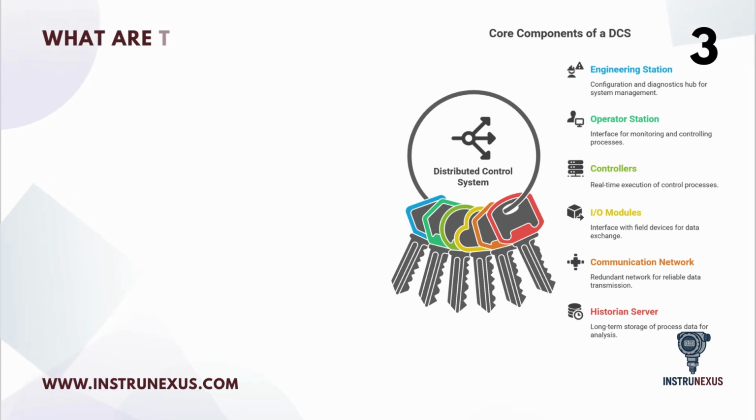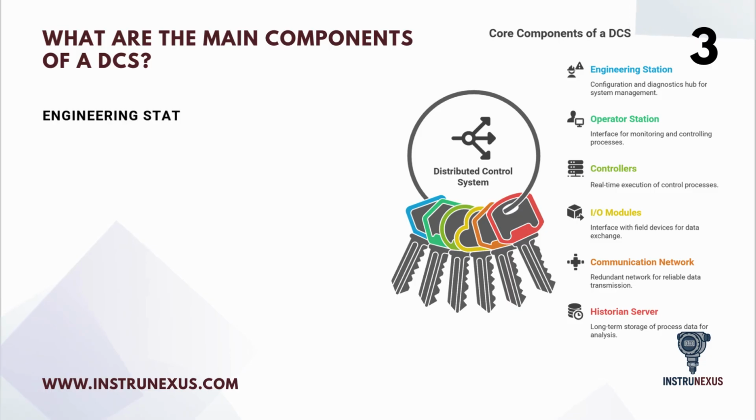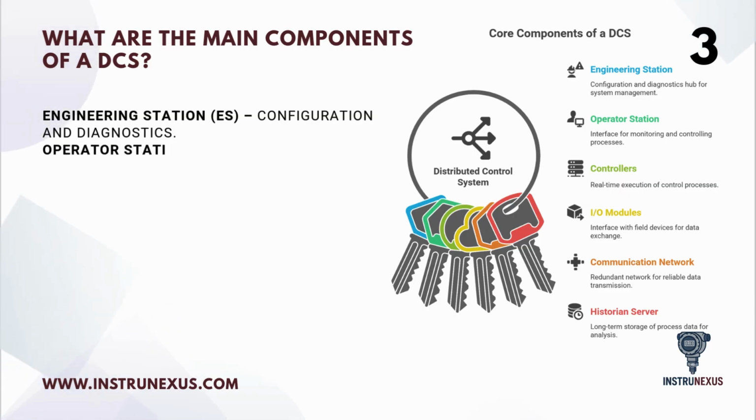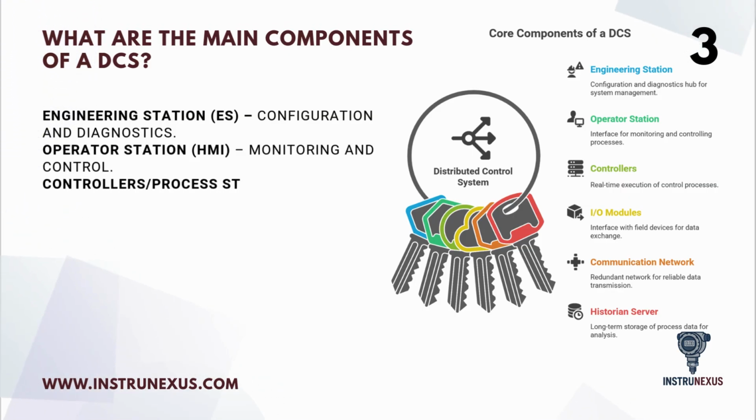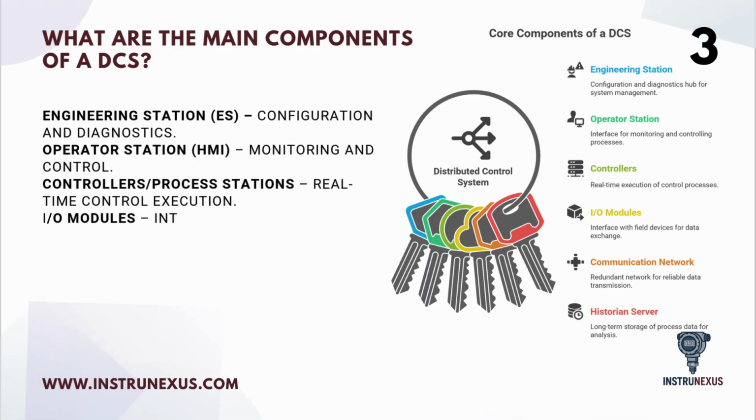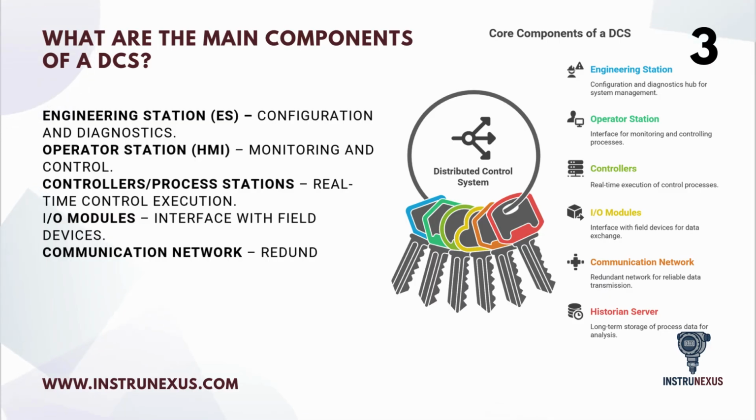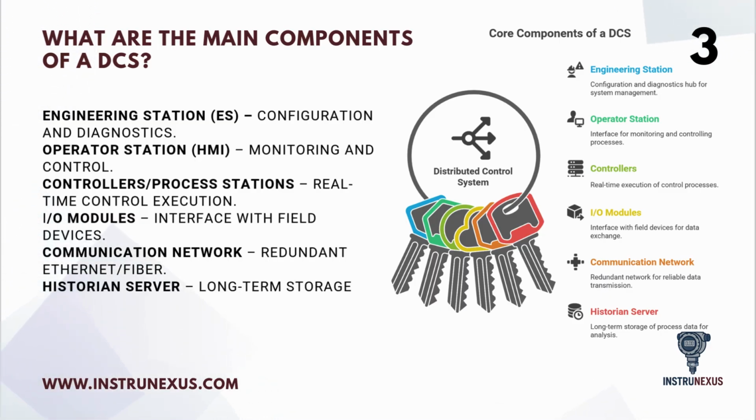What are the main components of a DCS? Engineering station, configuration and diagnostics. Operator station, monitoring and control. Controllers/process stations, real-time control execution. I/O modules, interface with field devices. Communication network, redundant Ethernet/fiber. Historian server, long-term storage of process data.